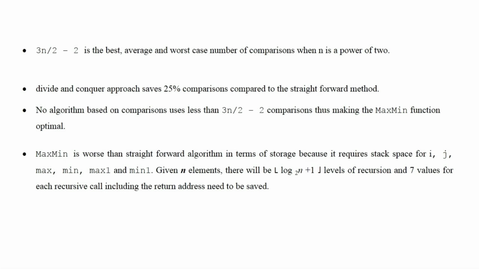So no algorithm based on comparisons is using fewer than 3n/2 - 2 comparisons. So the max min function that we have defined is an optimal, or one of the best ones.